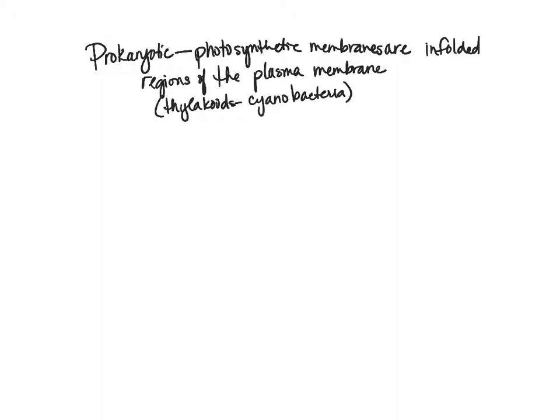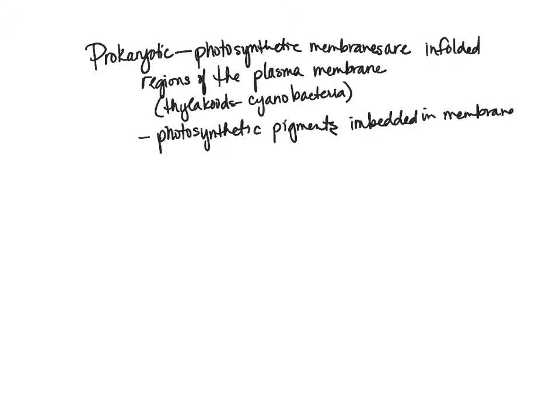So within this infolding of the plasma membrane, what we have are photosynthetic pigments. These are molecules that are embedded in the membrane, and then they're organized into what are called photosystems. So we have photosynthetic pigments that are embedded in the membrane and organized into photosystems, which we're going to look at in much more detail.